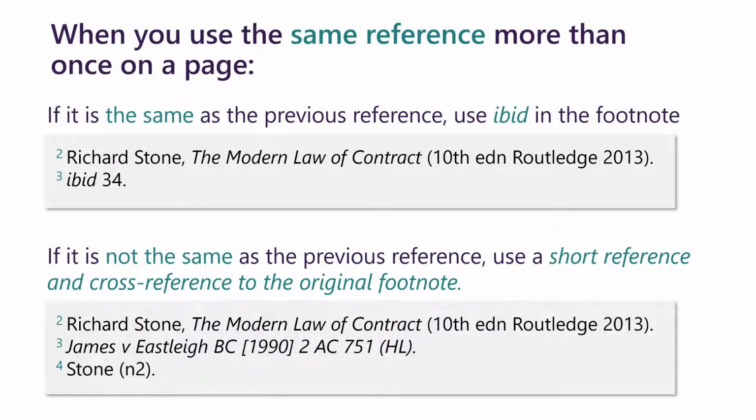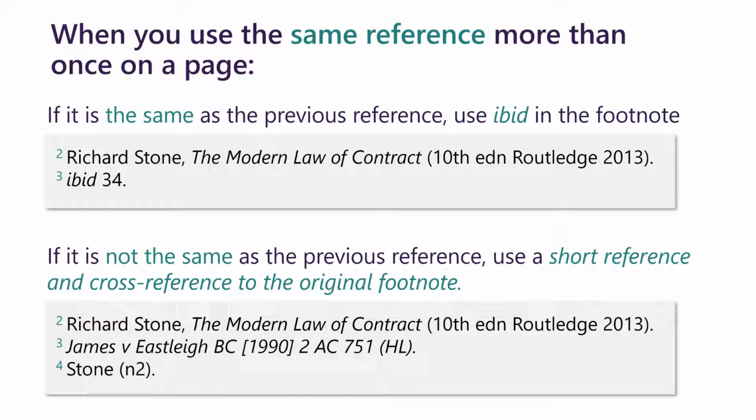If you are citing the same reference more than once on a page, there are some rules you need to bear in mind. If it's the same as the previous reference, use Ibid in the footnote. Ibid is an abbreviation for the Latin word ibidem, meaning in the same place. This essentially means it's the same reference again. You'll note if you're using a different page number, chapter or section, you can append this information after Ibid.